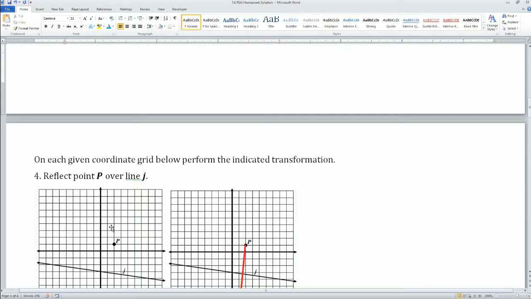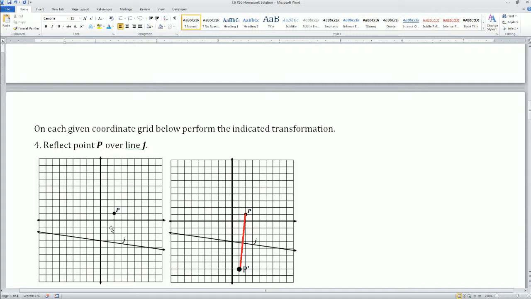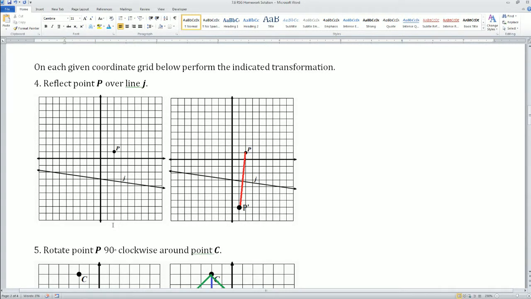Next one, 4. On each given coordinate grid below, perform the indicated transformation. Reflect point P over point J. Here's point P. Reflect it over point J. There you go. Again, it bends because the line is not straight. This is an equation. Okay, and our point P is right there.